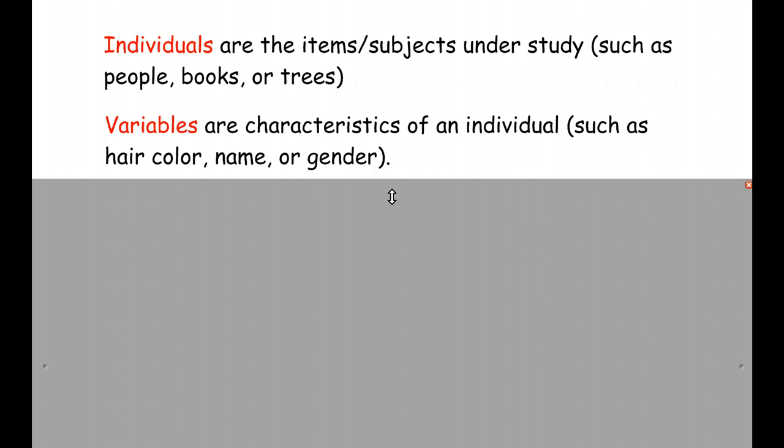Variables are characteristics. So let's say you're studying people, then you might want to know what characteristics they have, such as what is their hair color, what is their name, what is their gender, how tall are they, things like that. Those are the variables.